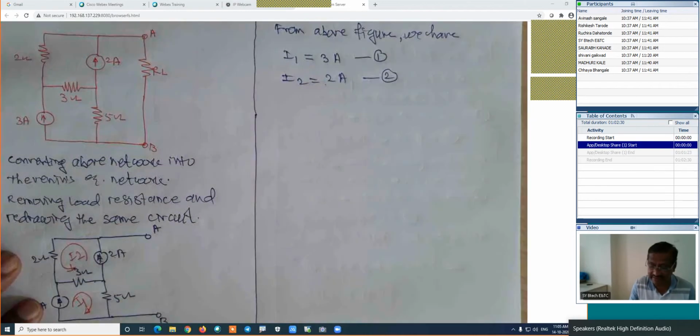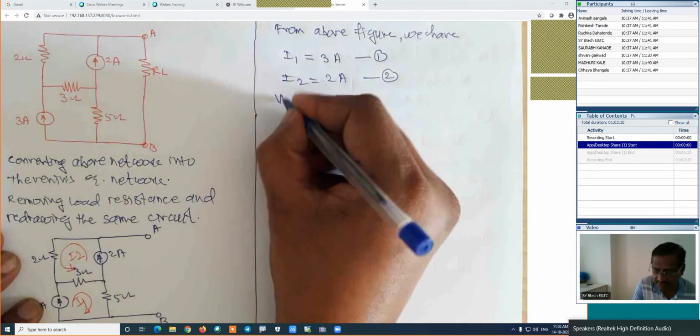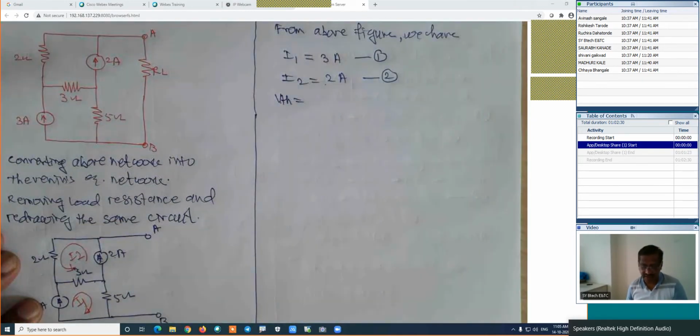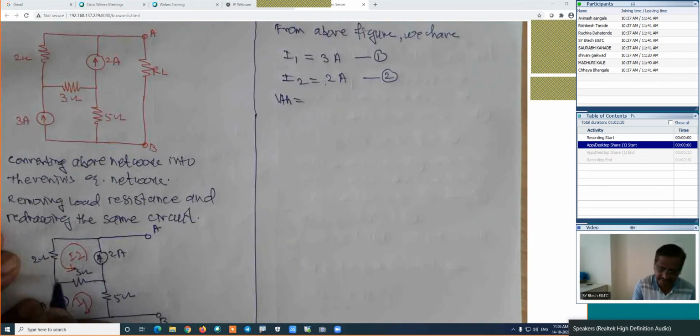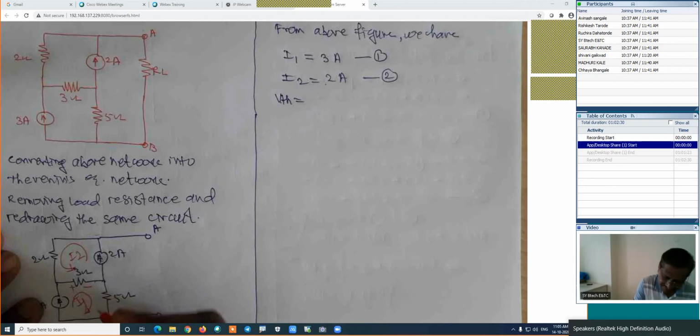Now we have I1 and I2. Now we are in a position to find out the value of VTH. How is the VTH? Now I will travel from B towards A using this path. I will mark the polarities first. This current is clockwise, so it is plus. This is minus. It is downward.